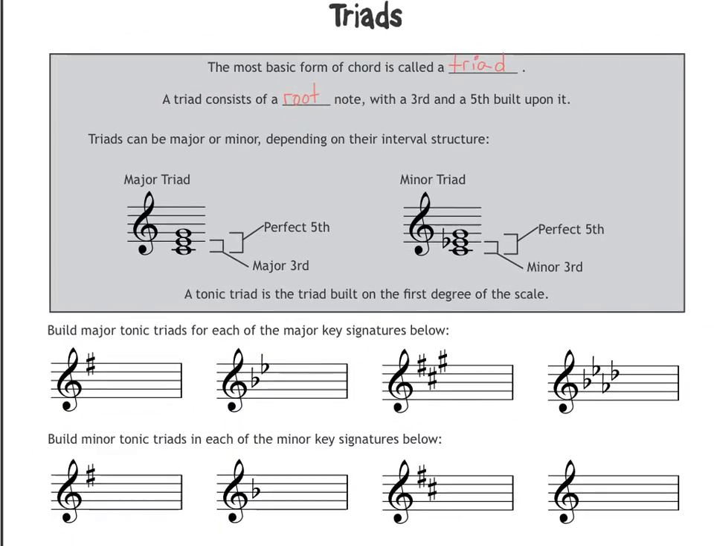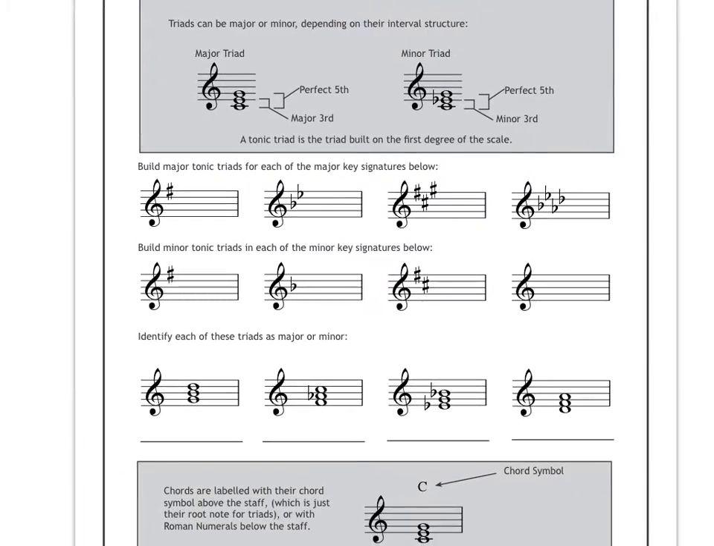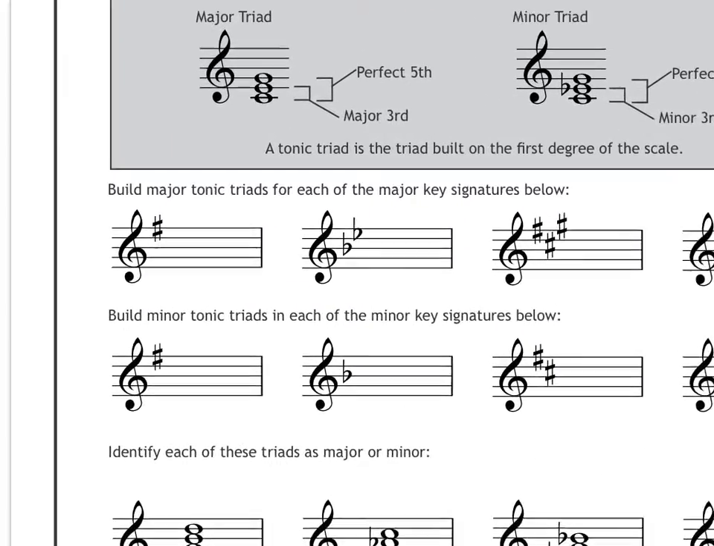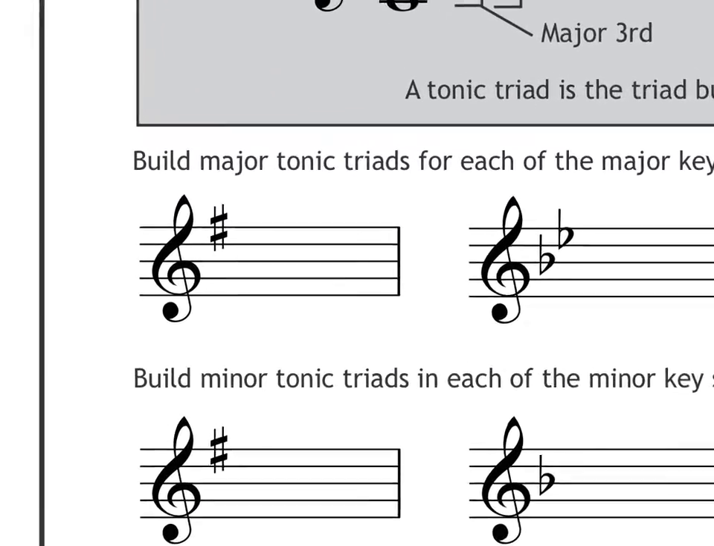All right, so your sheet for this next little section has you building major tonic triads, building minor tonic triads, and identifying these triads as major or minor. So I'm going to do one or two of them with you first, and we'll carry on from there. The first thing you're going to do is, in the first example, it says build major tonic triads for each of the major key signatures below. So they're telling you that you're going to be working in the major key signature.